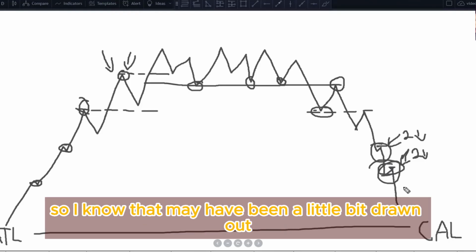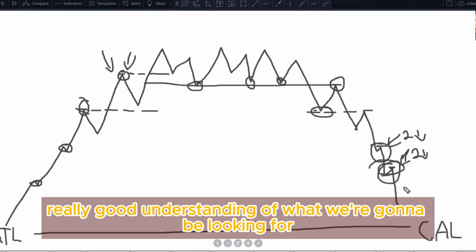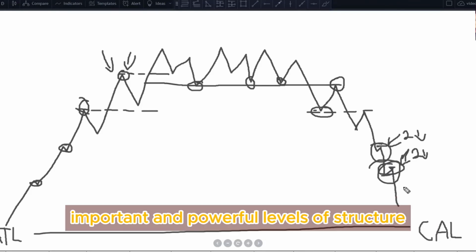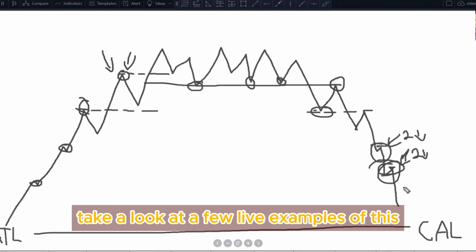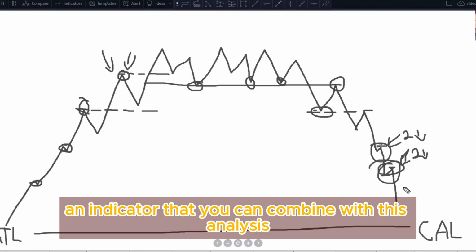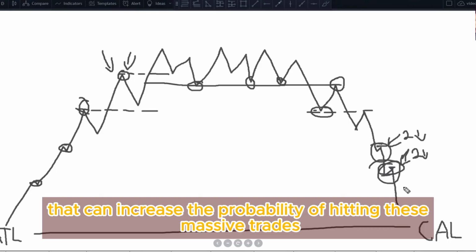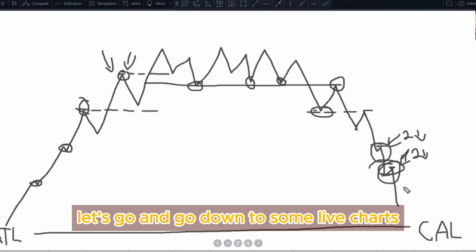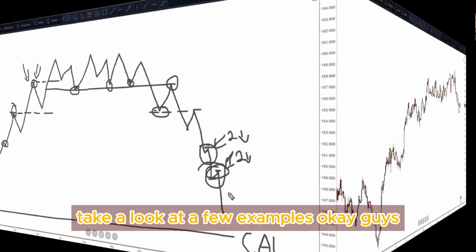So I know that may have been a little drawn out, but hopefully now you have a really good understanding of what we're going to be looking for in today's video and how we're going to be spotting these important and powerful levels of structure. Now we'll go down to the charts and take a look at a few live examples of this, and later in the video I'll show you an indicator that you can combine with this analysis that can increase the probability of hitting these massive trades even more. So make sure to stick around till the end for that. Let's go ahead and go down to some live charts.